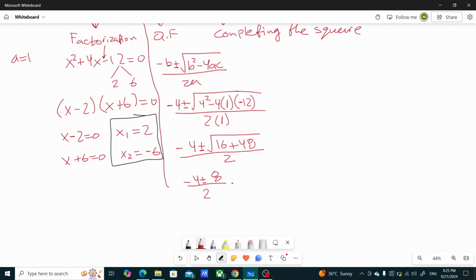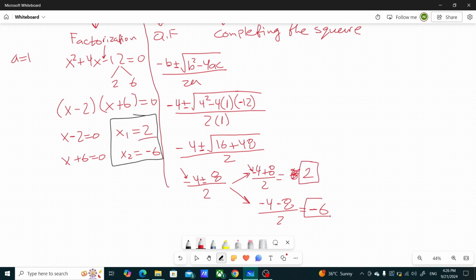So one time I will do 4 plus 8 over 2. This is going to give me 12 over 2, which is 6. This is my first x. Sorry, it's negative 4 plus 8 over 2. So it's negative 4 plus 8, so that's 4. 4 over 2 will give me a 2. And then I will do negative 4 minus 8 over 2. This minus is the minus for the 4, which I forgot in the first answer. So minus 4 minus 8 is negative 12, divide 2 is negative 6, and again, my two answers are the same.